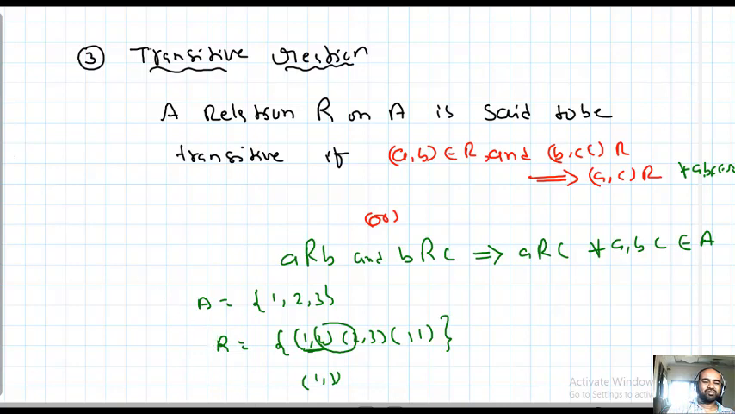Okay. For example, students listen. Here 1 comma 3 is given. Now how to check whether it is transitive or not? Okay. First of all, the ordered pair 1 comma 2 is there. Now try to identify an ordered pair starting with 2. There, now the 2 comma 3.